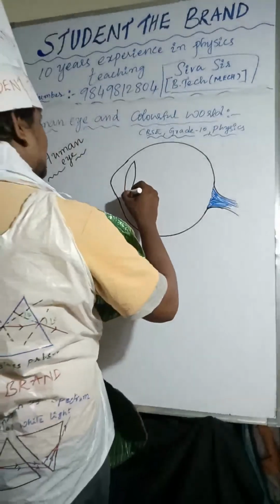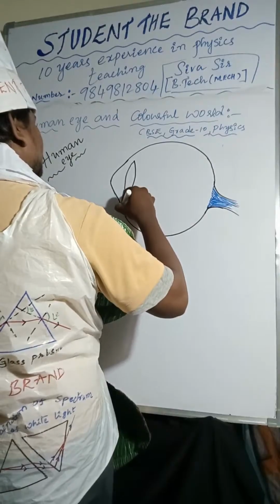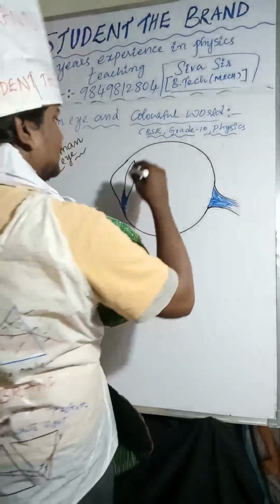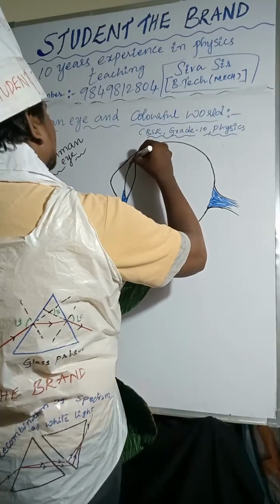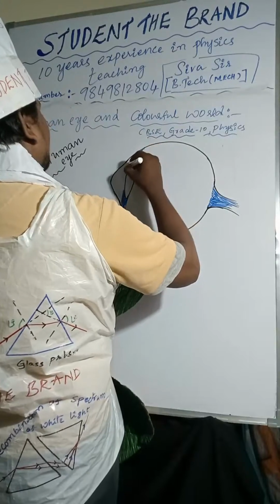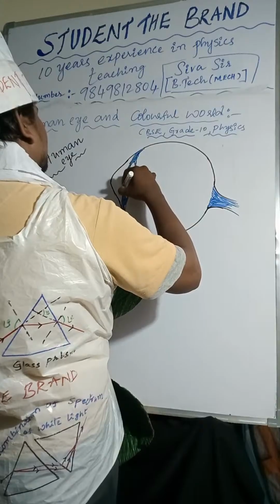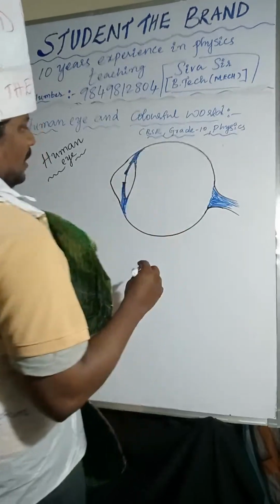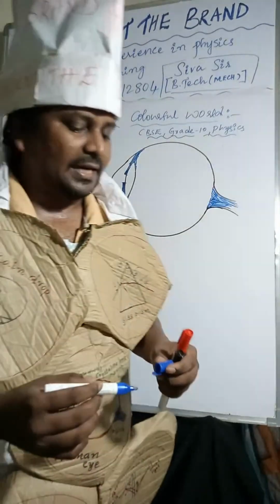And here, these are the ciliary muscles. These are the ciliary muscles. Okay, here also ciliary muscles are there, ciliary muscles until here. Okay. So, and this entire portion is filled with this entire portion.